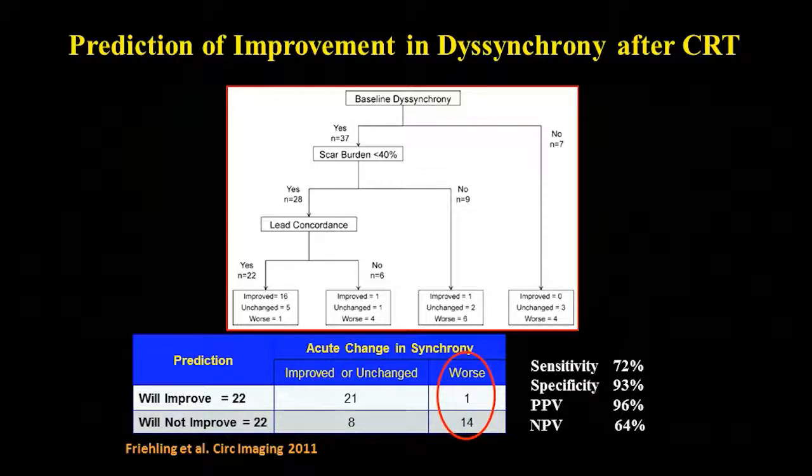So first, baseline dysynchrony, which we've all talked about, is important for CRT. Second, you have myocardial scar occupying less than 40% of the left ventricular myocardium, so there is a lot of viable myocardium that can help improve contraction. Third, you have a left ventricular lead at the site of latest activation. This included patients who did and did not have left bundle branch block. Then you can predict improvement with CRT with a 96% positive predictive value.